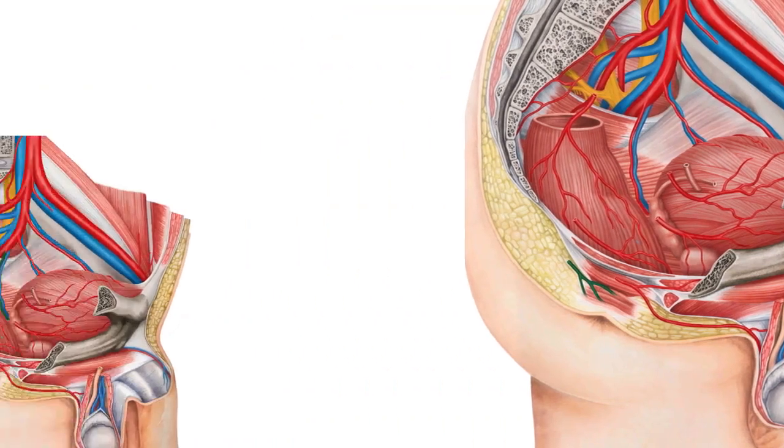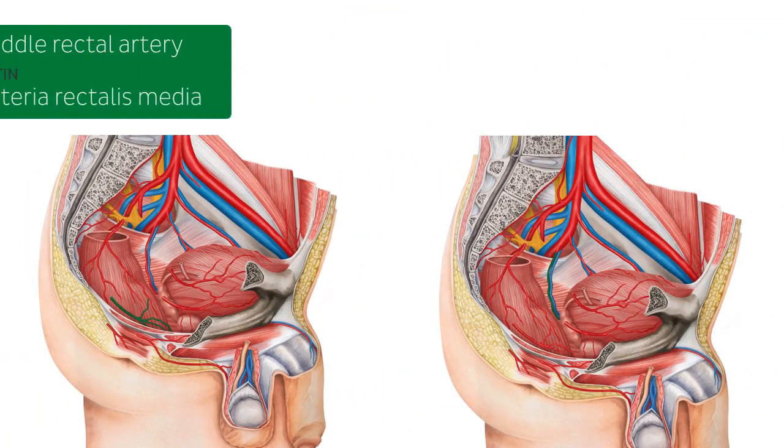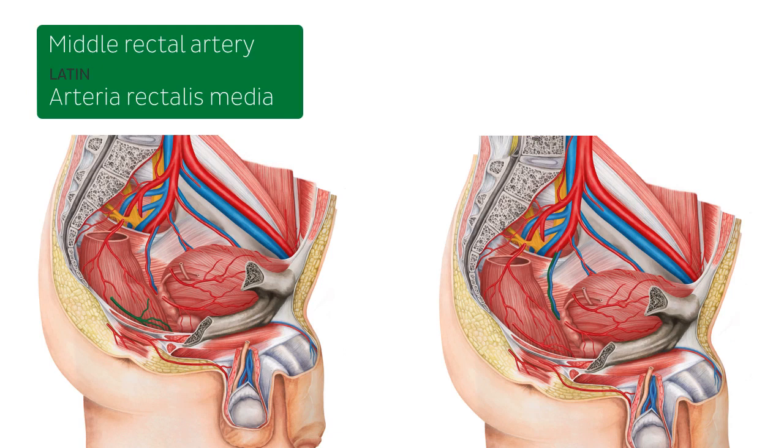The next arteries that we're going to be highlighting here are known as the middle rectal arteries. Now, going back to the branches of the anterior division of the internal iliac artery, the last arteries we are going to look at are these, the middle rectal arteries. And notice here on this image, here is the right one, and on this image we just highlighted the left one.